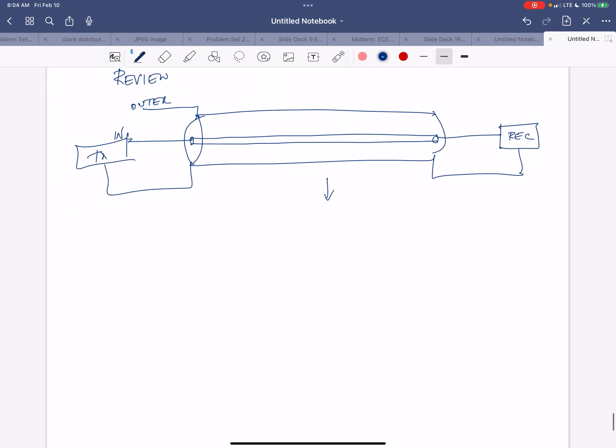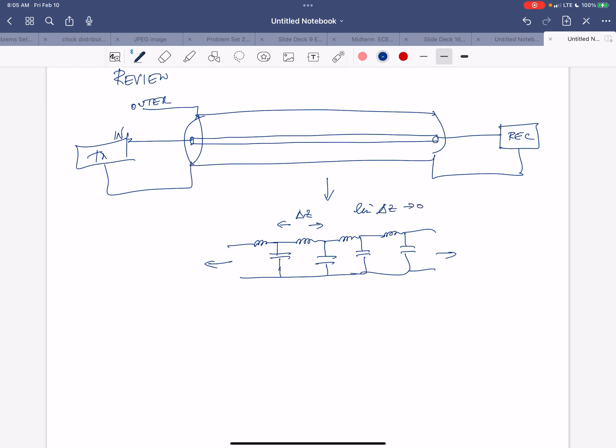So we can use a really simple model of breaking this into really, really small chunks of inductors and capacitors. We're calling this distance delta z and looking at the limit as delta z goes to 0. Imagine if you had a centimeter long transmission line, you would divide it down to a billion or whatever it is, right? So you divide it down and you look at the effects of that.